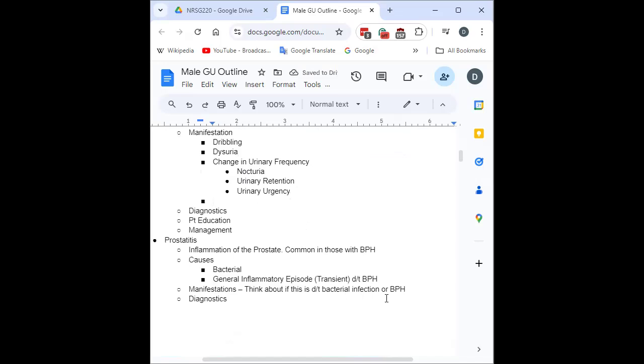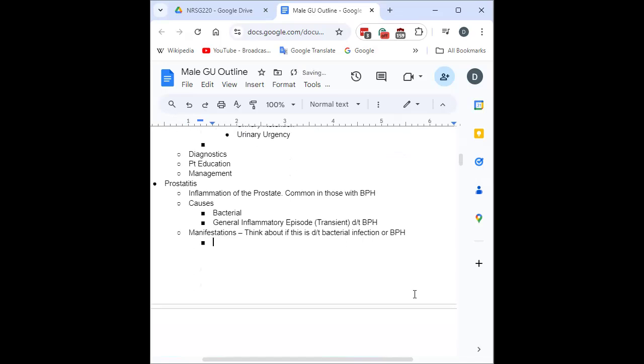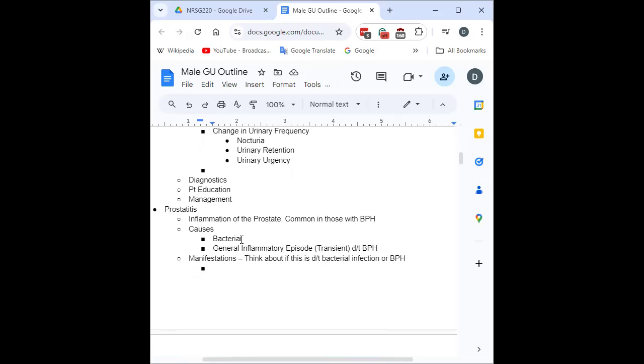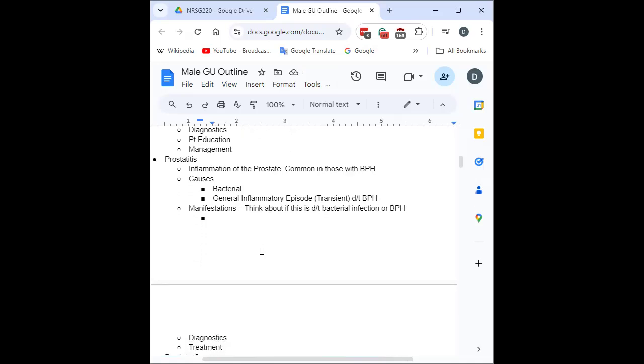So maybe we can start, because this is so similar, I'll start typing in the prostatitis, and we can just do a direct contrast. So here, the prostatitis, I said this is an inflammation of the prostate. It can happen with those with BPH because, like I mentioned, there can be bacterial growth happening, UTIs, inflammation of the prostate, all that stuff. So this can also just happen due to a transient, generalized inflammatory episode, but it can also be caused by bacteria. But something that sets apart your prostatitis is you'll have fever because it's bacterial.